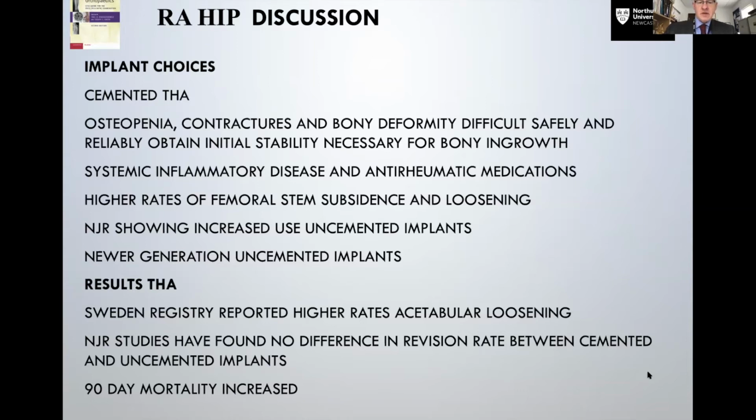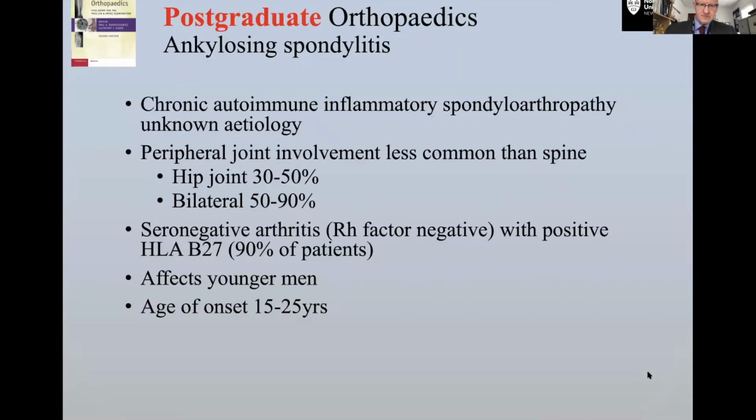Results: the Swedish Hip Registry reported higher rates of cemented acetabular loosening in rheumatoid patients compared to osteoarthritis. Recent NJR studies have found no difference in revision rates between cemented and uncemented implants, but what they have found, which is quite striking, was a significant increase in the 90-day mortality, 1.1% compared to 0.5%, almost 3 times the incidence. So that's us with rheumatoid arthritis.